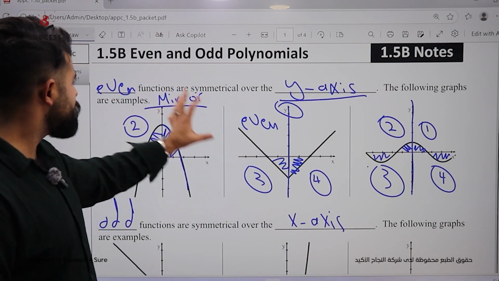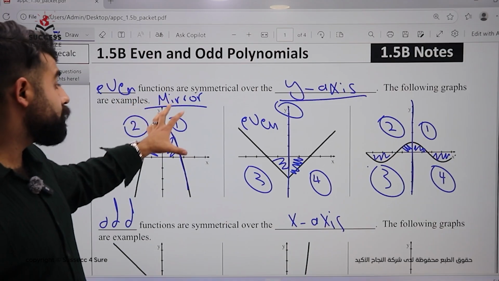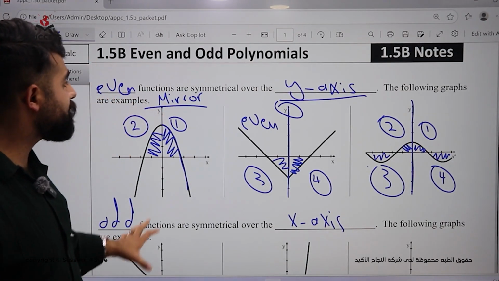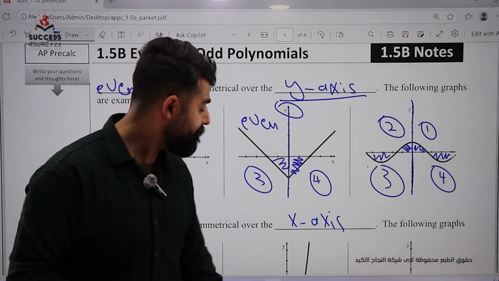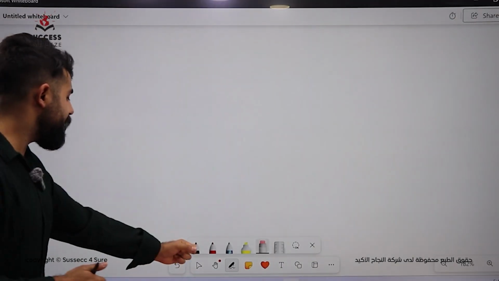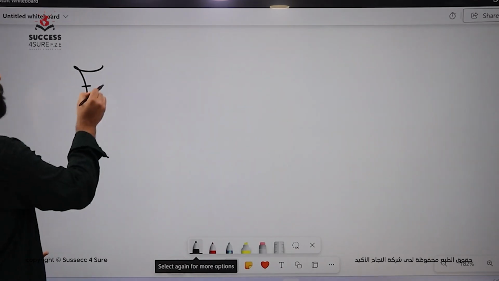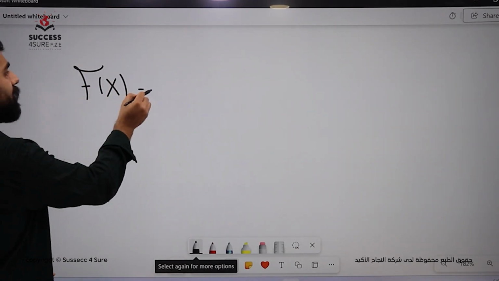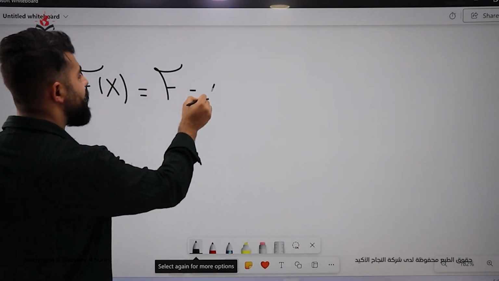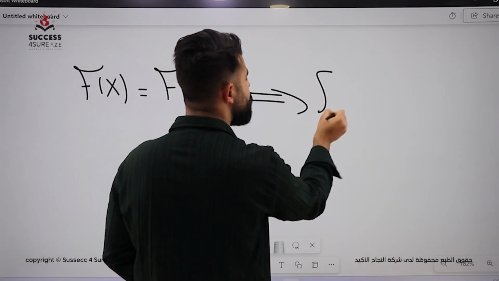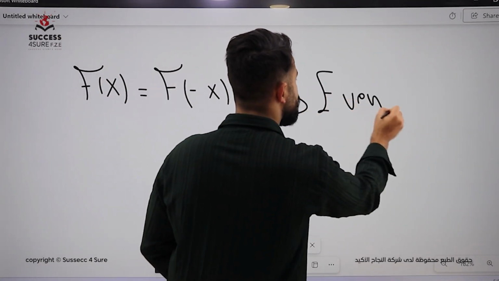Now, this is the first rule that we can use to distinguish between even and odd functions using graphs, okay? But here's the thing. We have a special rule for even functions also. f of x equals f of negative x means you are dealing with an even function.